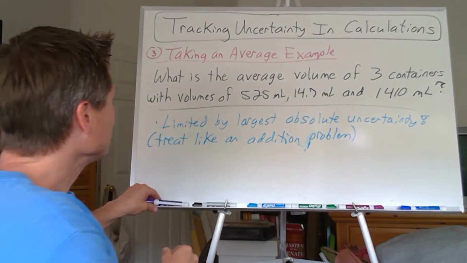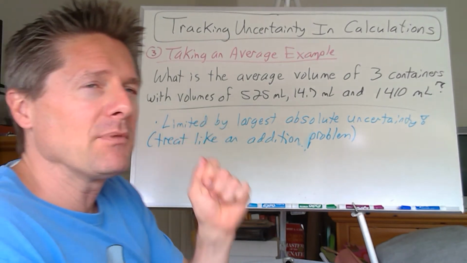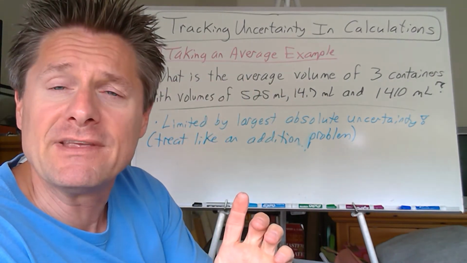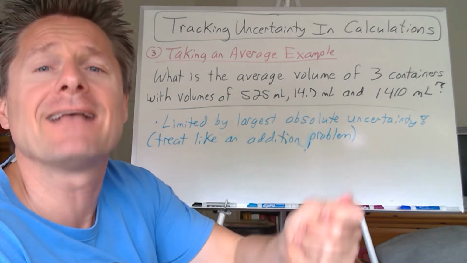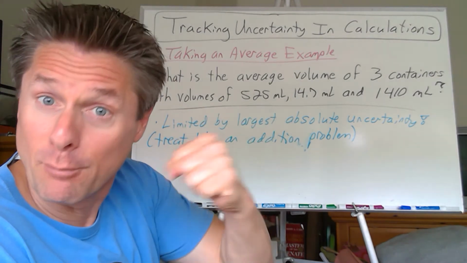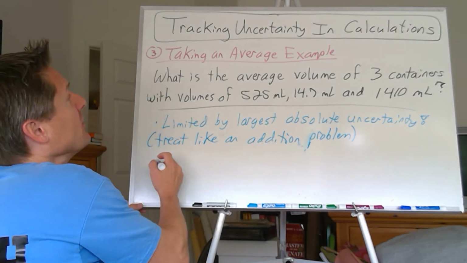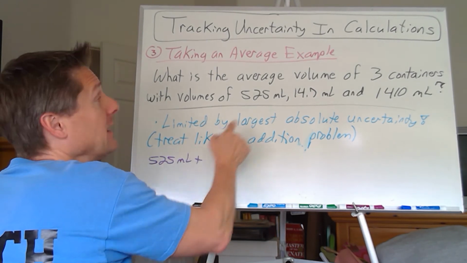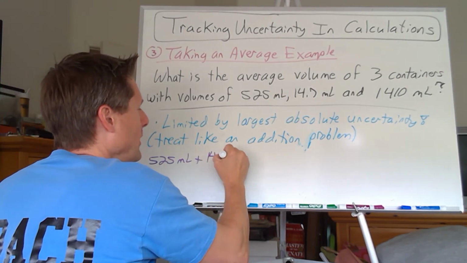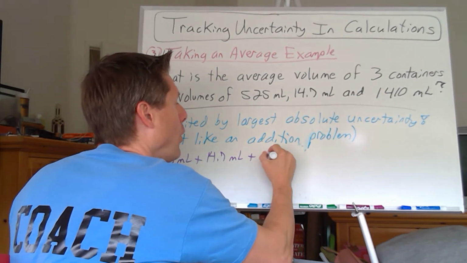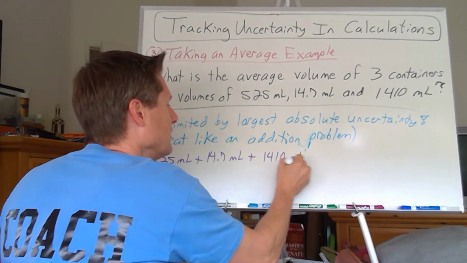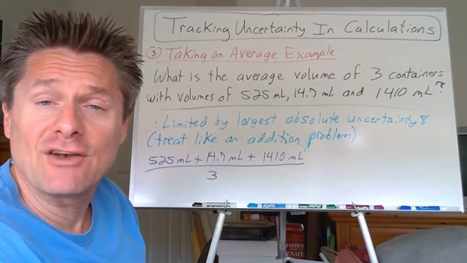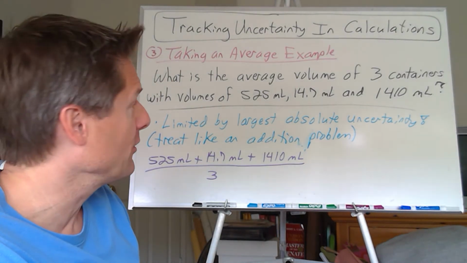It's all right. Let's see what we got here. Now, I'm going to show you the step-by-step, but I'm going to mention when I'm done to skip one of these steps, because I'll show you where it causes people to have a fight between their brain and their gut. So let's take the average. What are our values? We have 525 milliliters plus 14.7 milliliters plus 1,410 milliliters, and we're going to divide that by the 3 different containers. So we're looking for the average volume of these 3 containers.